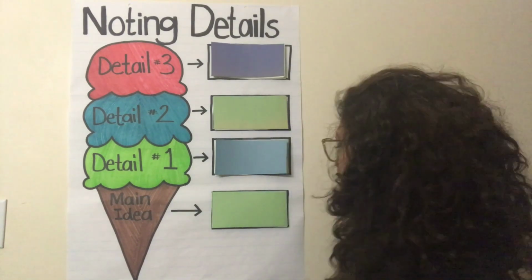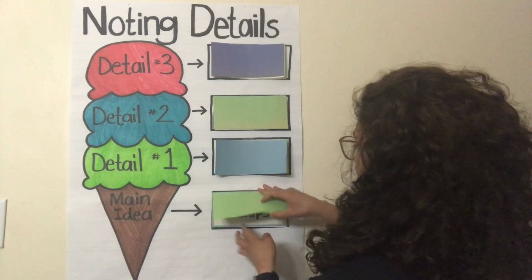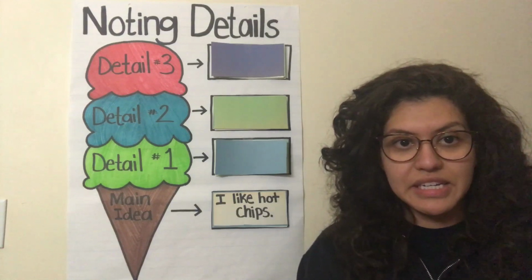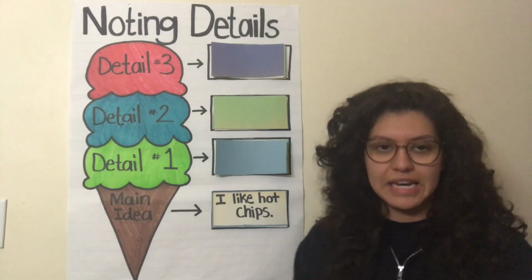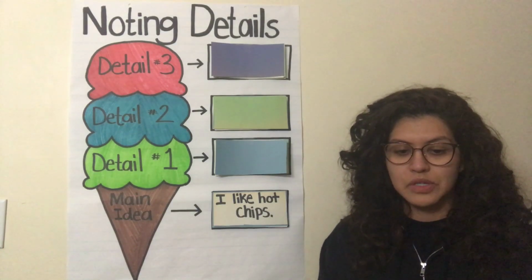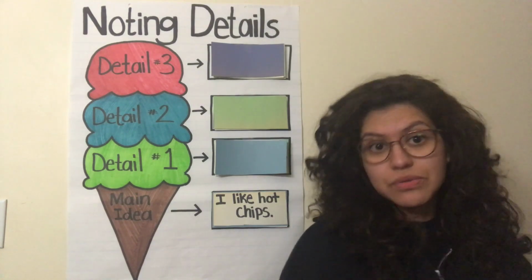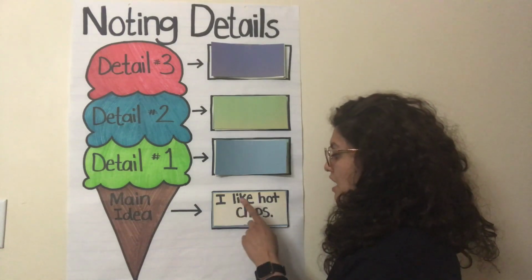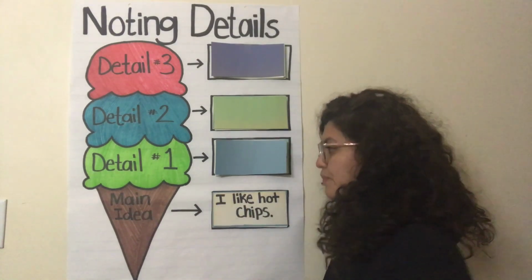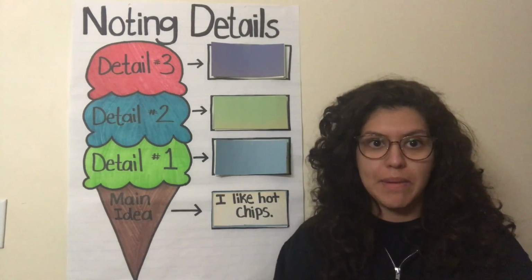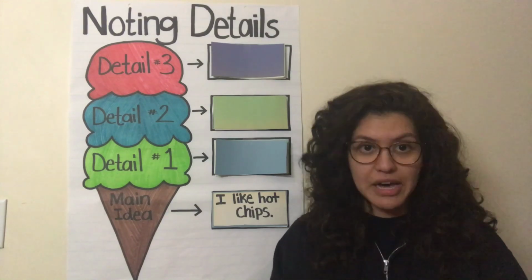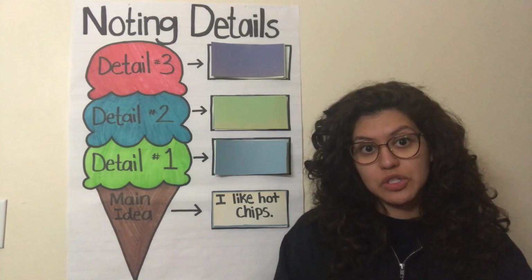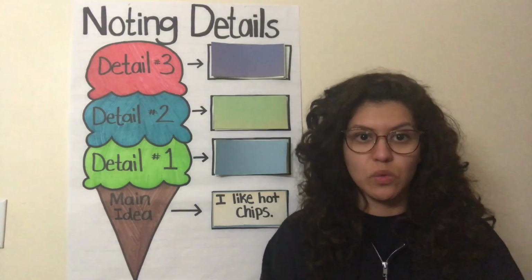So here's the first one that we're gonna look at. The main idea here is, I like hot chips. Some of you may like hot chips too, and that's good, some of you may not. But in this instance, we're focusing on this being the main idea. So how can we make that better? Remember, the more details we add, the better it gets in terms of us understanding it, and also in terms of other people reading it and enjoying what they're seeing.